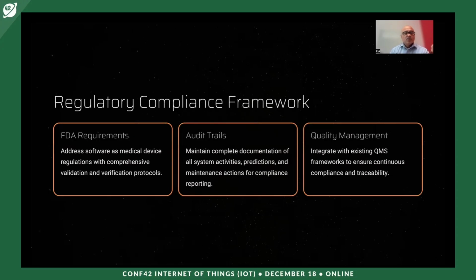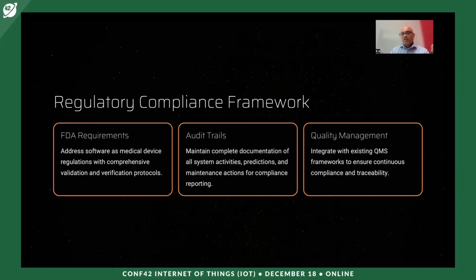Okay, so the regulatory compliance framework. We also have FDA requirements, which address software as a medical device regulations with comprehensive validation and verification protocols. Audit trails maintain complete documentation of all the system activities, predictions, and maintenance actions for compliance reporting.